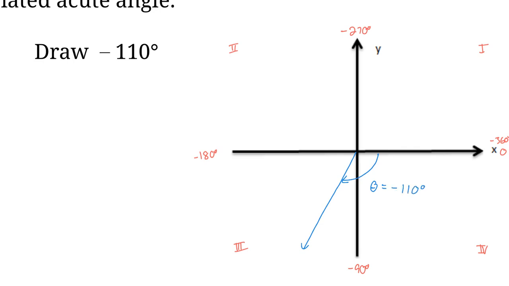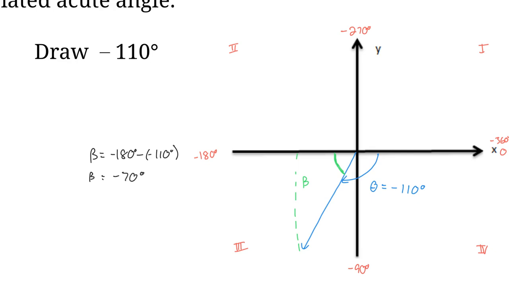So that means we're looking for the angle between that terminal arm and this x-axis. Right here, this is our beta angle. So to find the related acute angle, we're just finding the difference between this negative 180 and this negative 110 degrees. So beta is just equal to negative 180 degrees minus negative 110 degrees. And if you actually calculate that, you'll get that it's equal to negative 70 degrees.